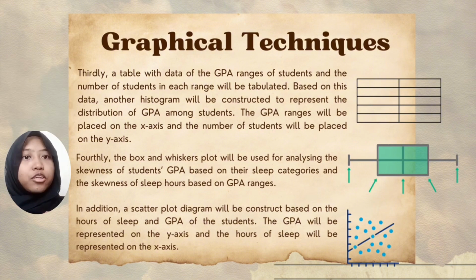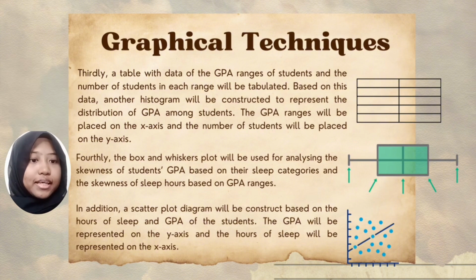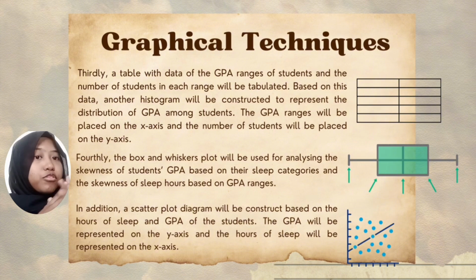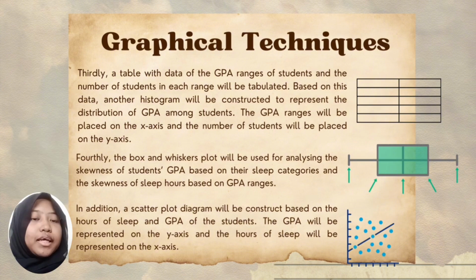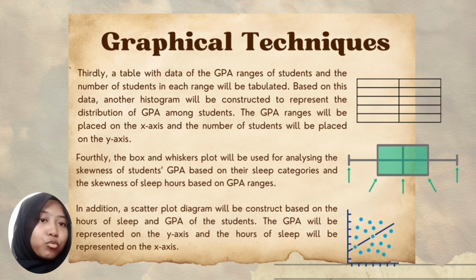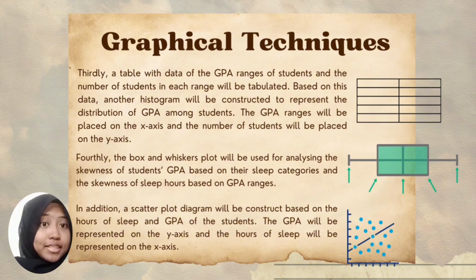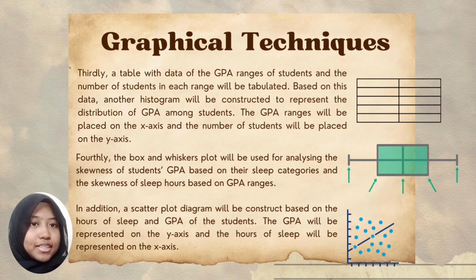Next, a box and whisker plot will be used for analyzing the skewness of the students' GPA based on their sleep categories and the skewness of the sleep hours based on their GPA range. And lastly, a scatter plot diagram will be constructed based on the sleep hours and the GPA. The GPA will be represented on the y-axis, meanwhile the sleep hours will be represented on the x-axis.